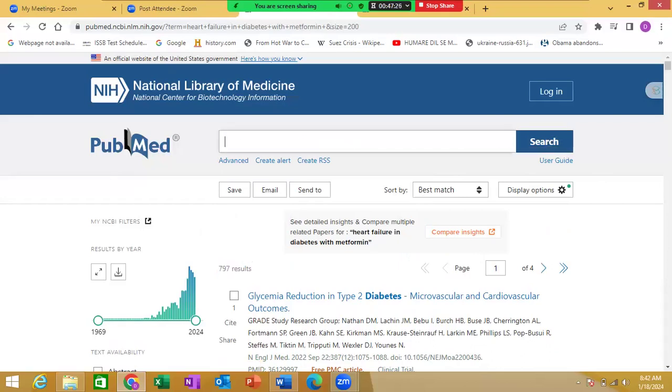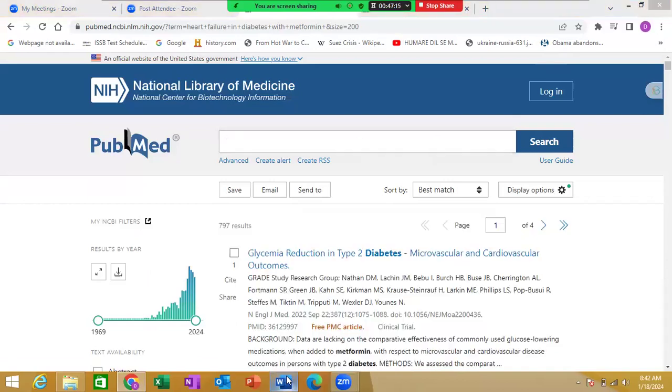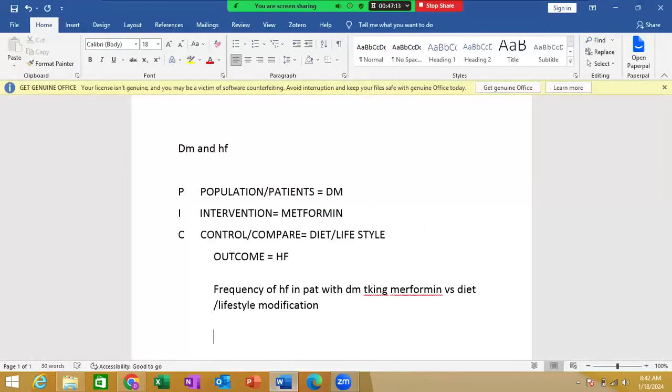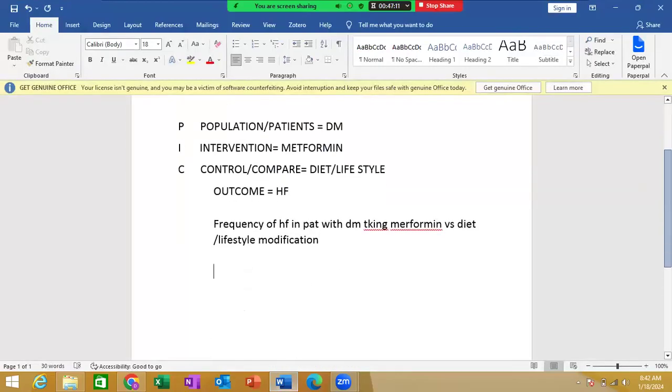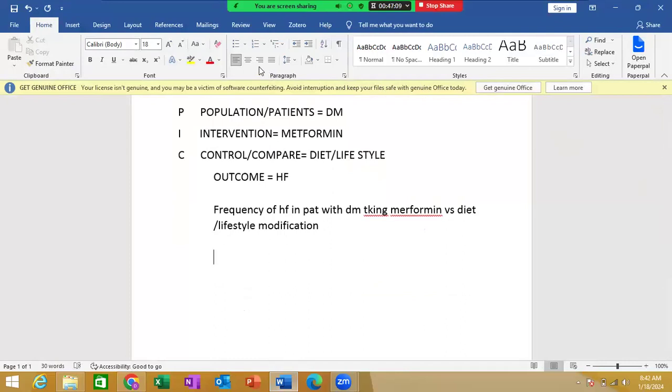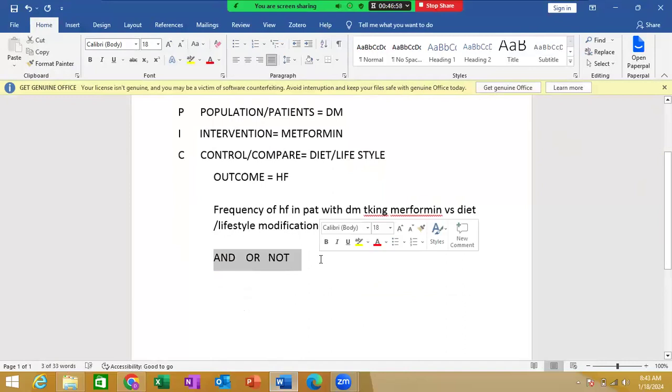We have 2 options. One is to use the Boolean operators. Boolean operators are the terms. There are 3 types of terms that are called Boolean operators. What are those Boolean operators? Boolean operators are the 3 words: and, or, and not. Remember these words. These are called the Boolean operators.